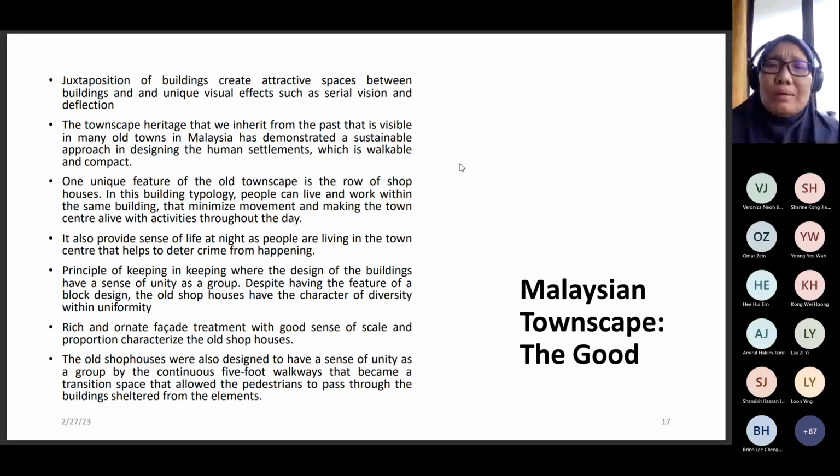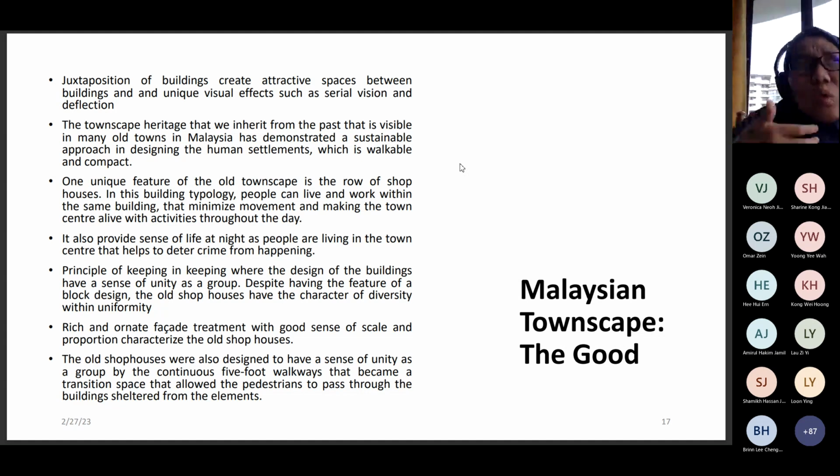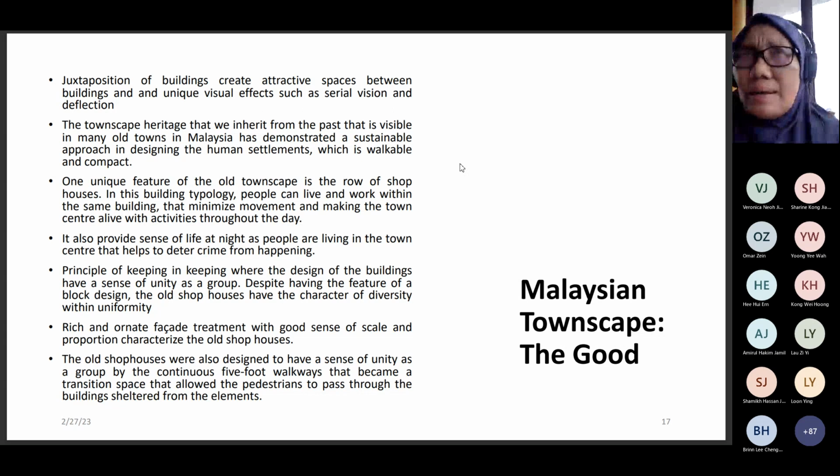And yet now we have shop offices instead of shop houses, where people don't live in the building. They have shops and then you have offices which they don't stay in. So transforming from shop houses to shop offices has reduced this sustainability quality in the townscape, and also transformed the character, because there is a difference between a place where people are living and people not living in the cities. And then we used to have rich and ornate facade treatment with good sense of scale and proportion that characterize the old shop.